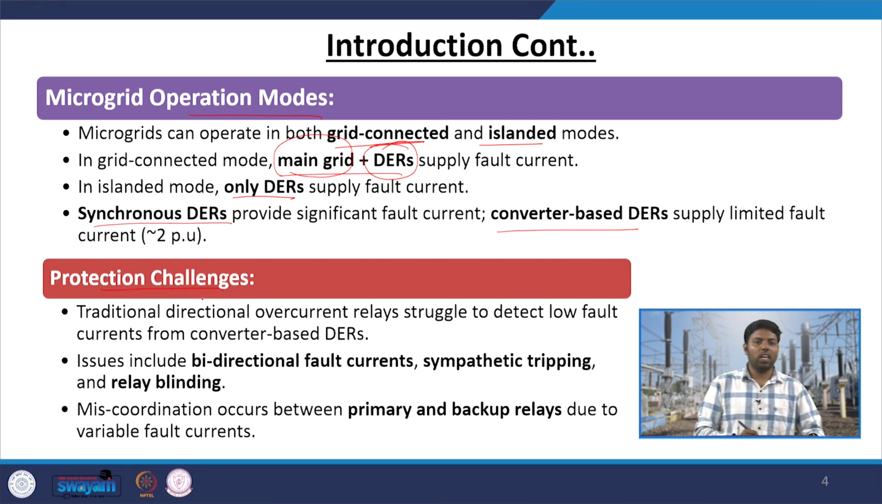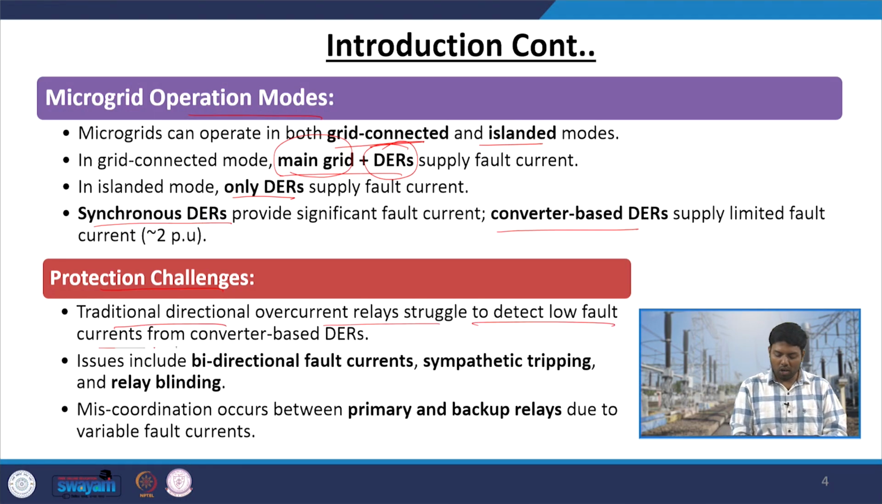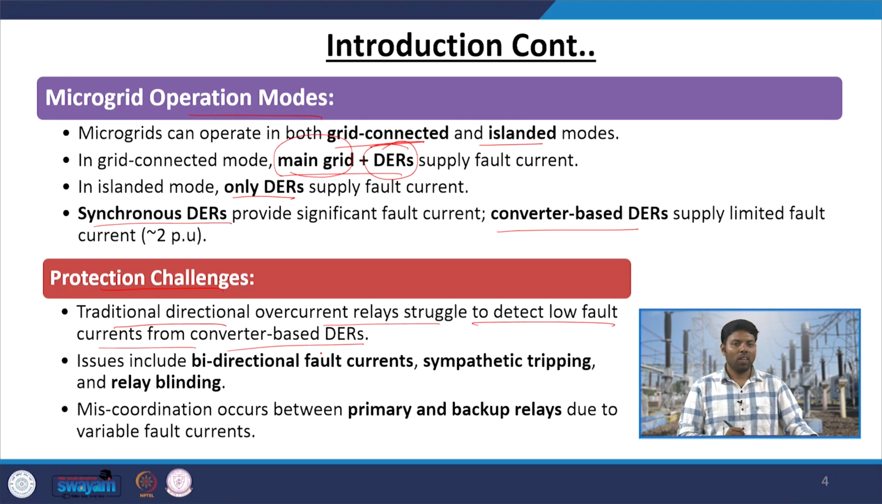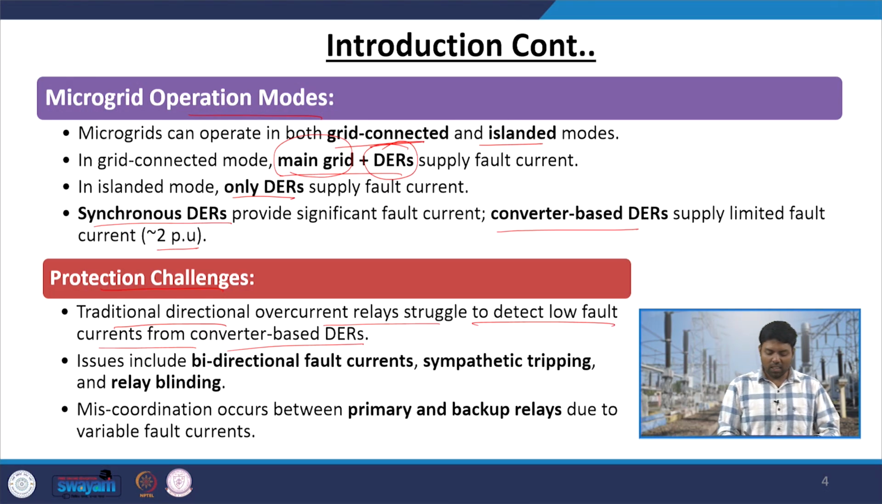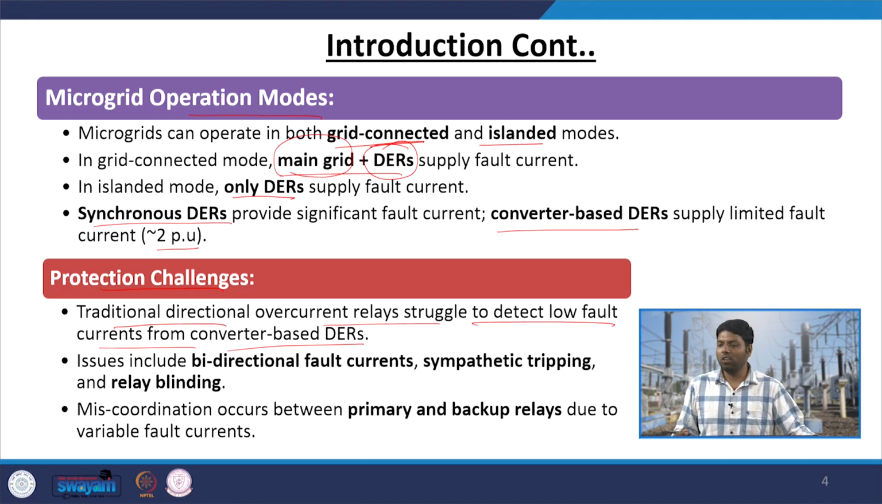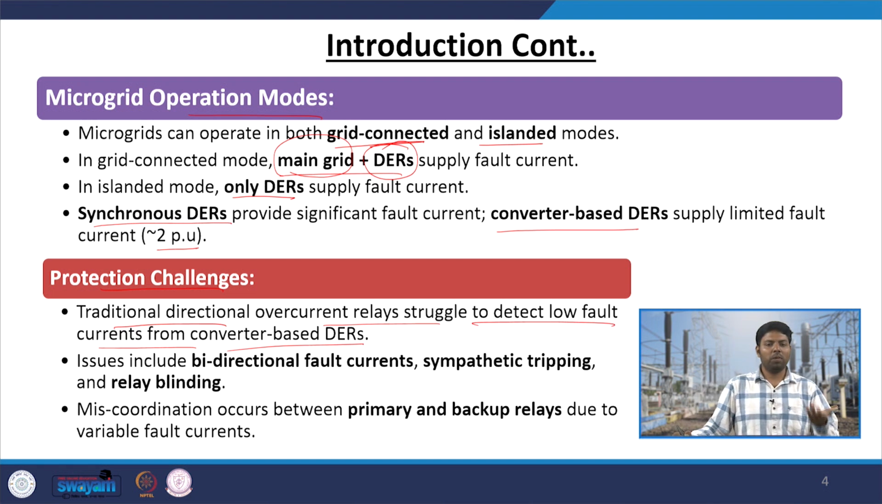What are the protection challenges? Traditional directional overcurrent relays struggle to detect low fault currents from converter based DERs. We have seen that for an inverter based or converter based DER, you have a fault current limiter inherent in the control loop of that inverter. So, in that case, if your fault current is already very low, your traditional relay setting or the pickup current setting cannot sense that fault, and then it cannot disconnect the faulty event either. So, that fault will persist. That is the primary challenge.